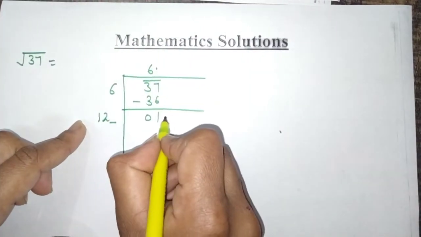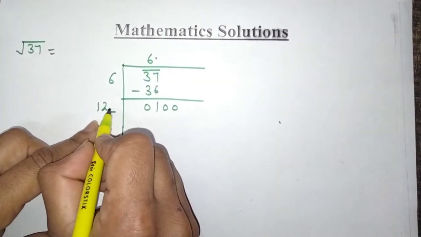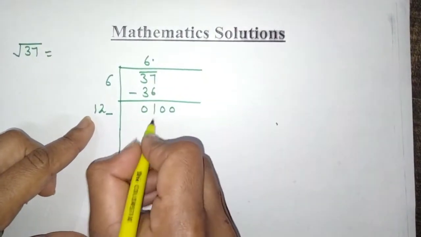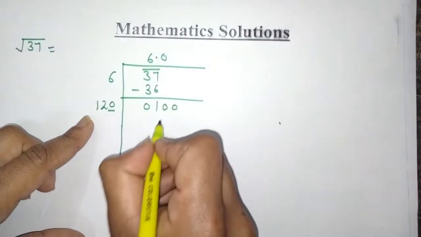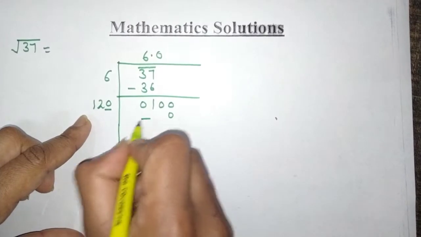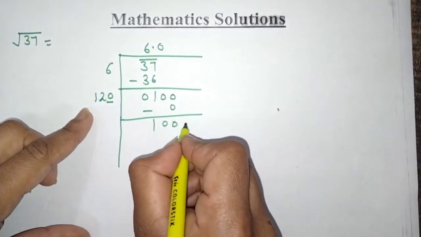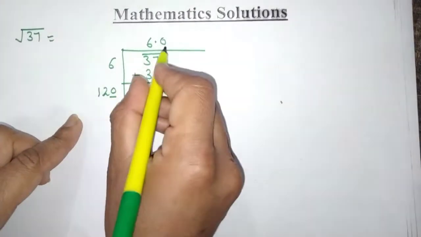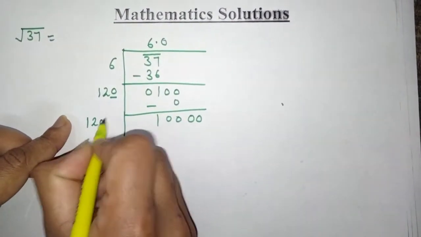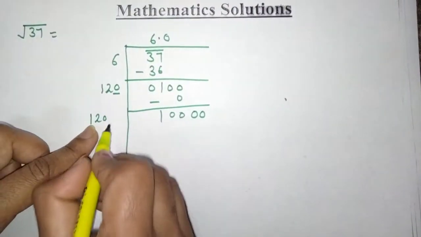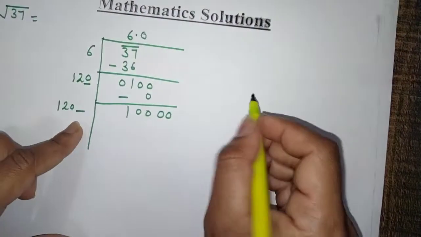For this decimal, bring down a couple of zeros. Now if I write 1 here and 1 here, I will get 121, which is greater than this. So I will write 0 here. Now for this decimal, bring down another couple of zeros and add the last digit of the quotient to this number and write here 120 plus 0, 120. Now place the blank here.